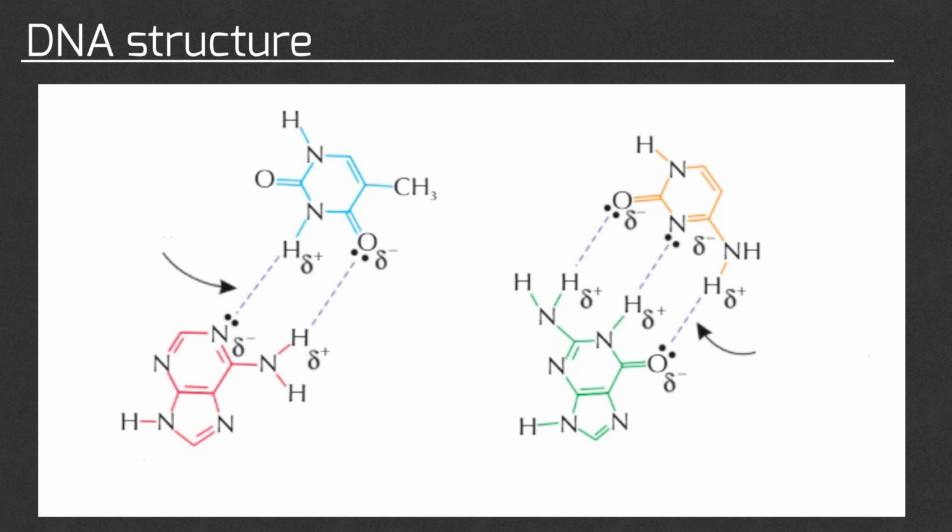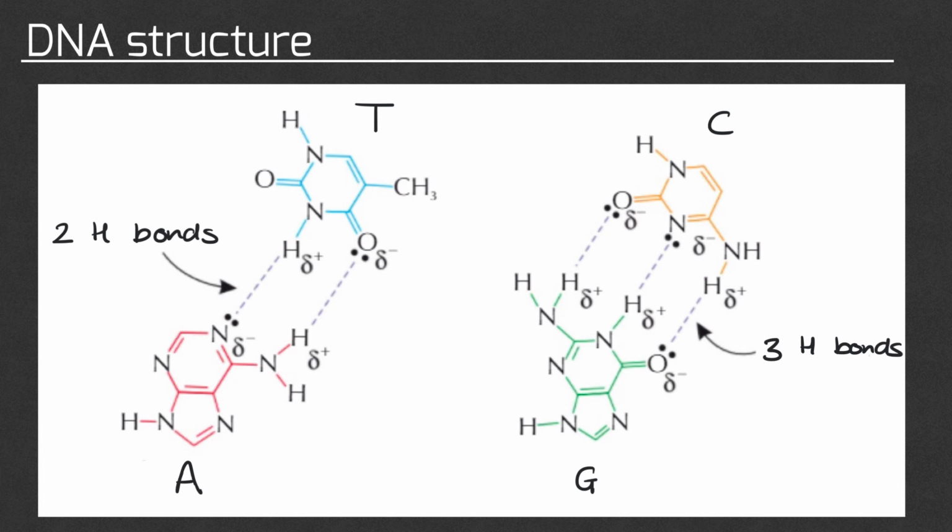So here we have the adenine base and the thymine base with two hydrogen bonds between them, and the cytosine base and the guanine base with three hydrogen bonds between them. We call this complementary base pairing.